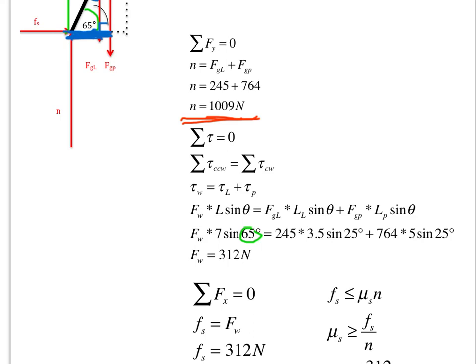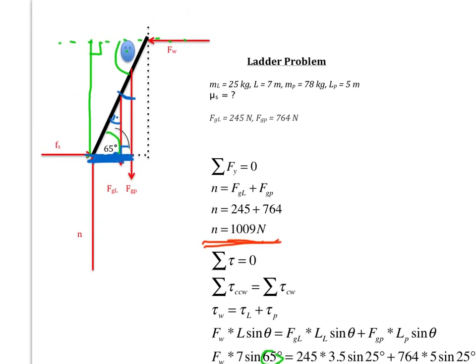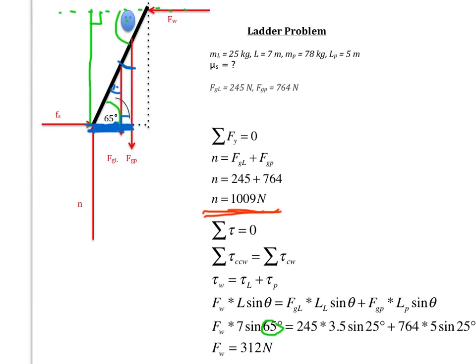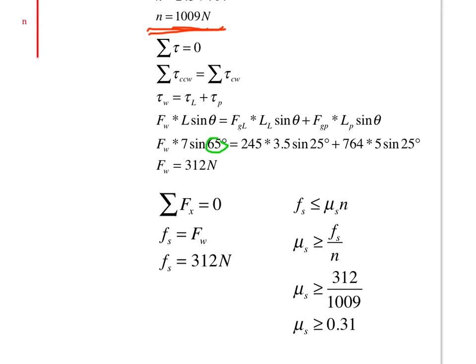So that's the force of the wall pushing to the left right here. So that equals the static friction. Let's go down here and finish this up. So the static friction equals the force of the wall. In the x-axis, net force is 0. Static friction equals the force of the wall, which is 312.